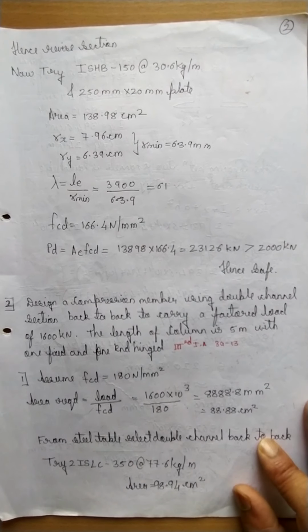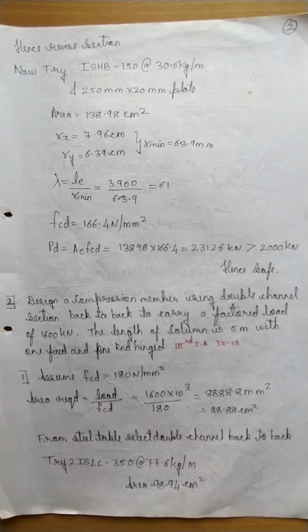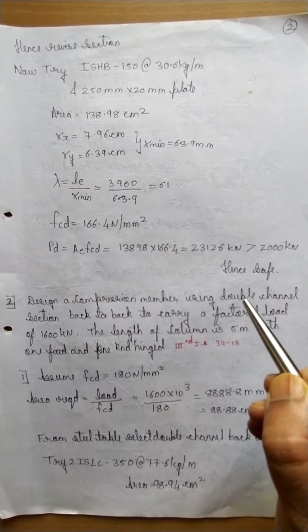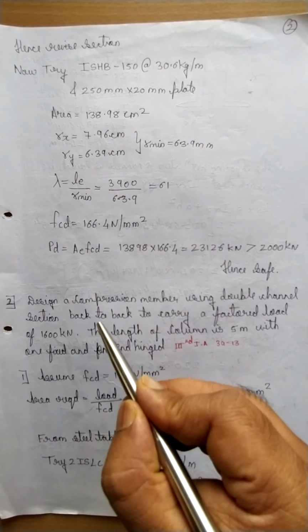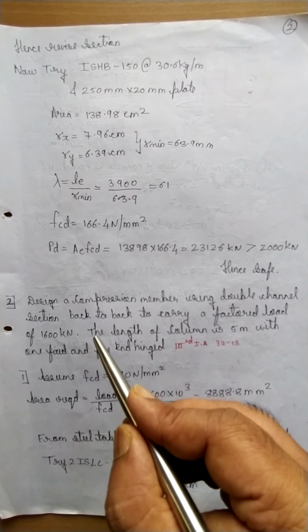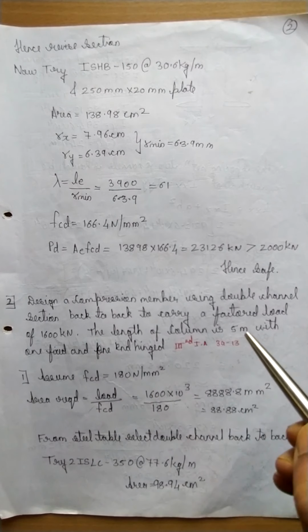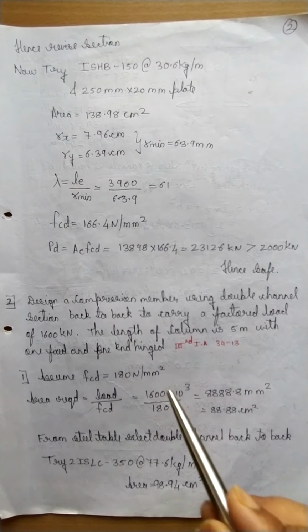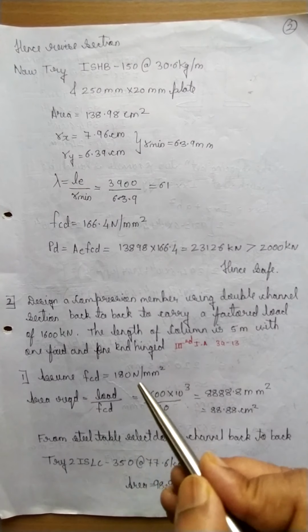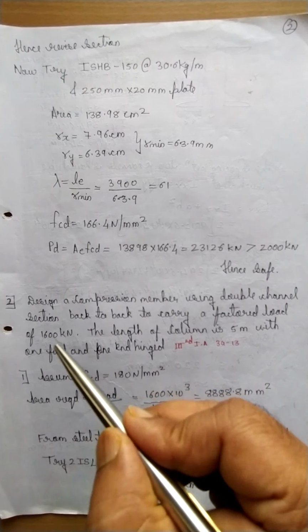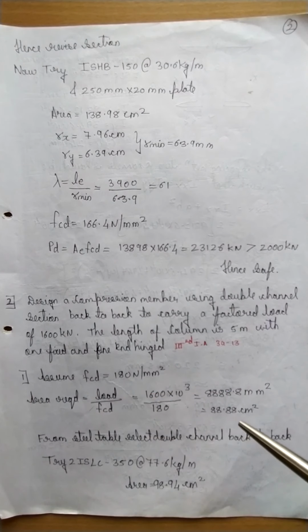Let us see one more design of a column by using a channel. So let us see, design a compression member using double channel section back to back to carry a factored load of 1600 kilonewton. The length of the column is 5 meters with one end fixed and one end hinged. So again assuming FCD 180 Newton per mm square, the area required is so much. This is the factored load divided by this, so I got so much.